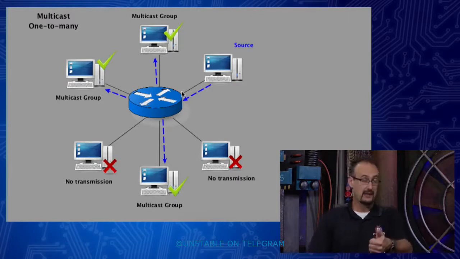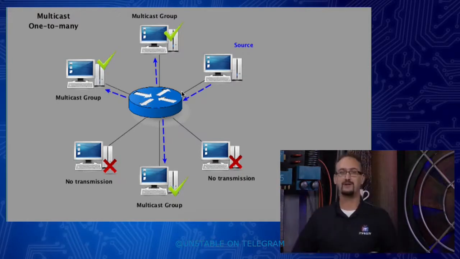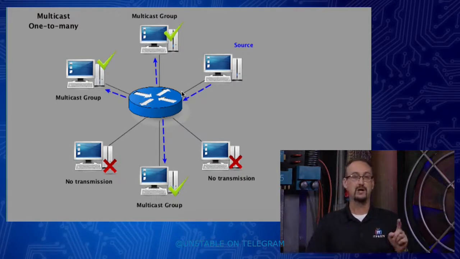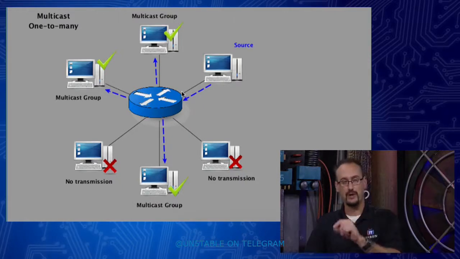So, recap. We got unicast, one-to-one. We've got broadcast, one to everybody, right? Getting up on the table and yelling out at the top of your lungs. And then we have the multicast, which is a one to a select few, one to a group.